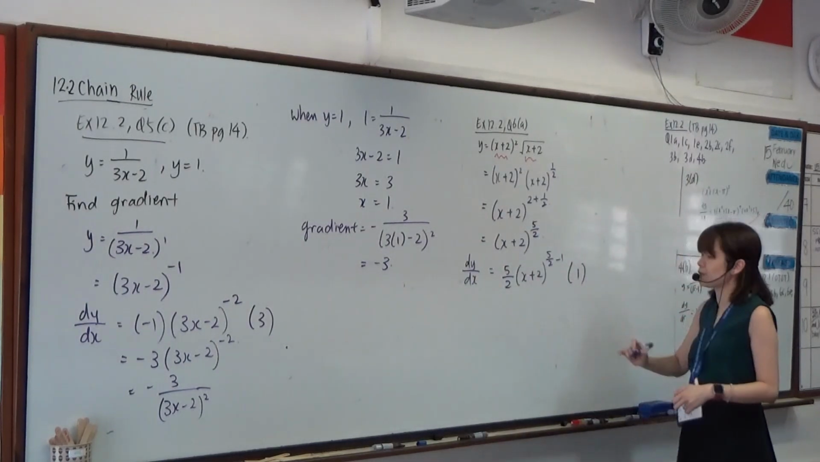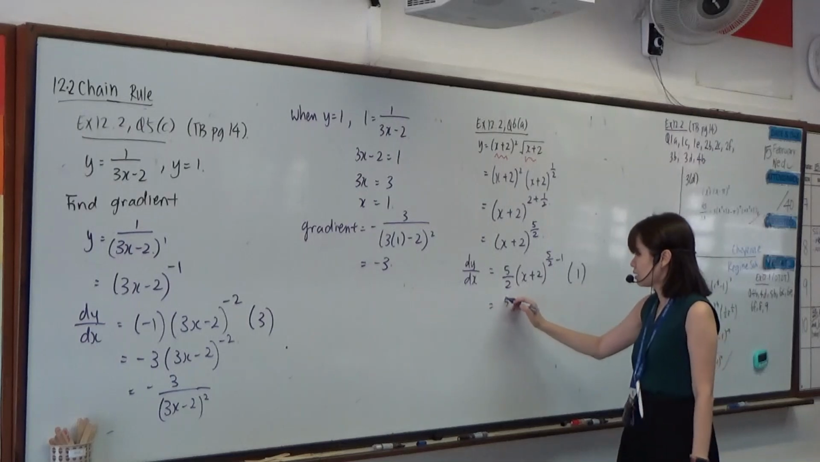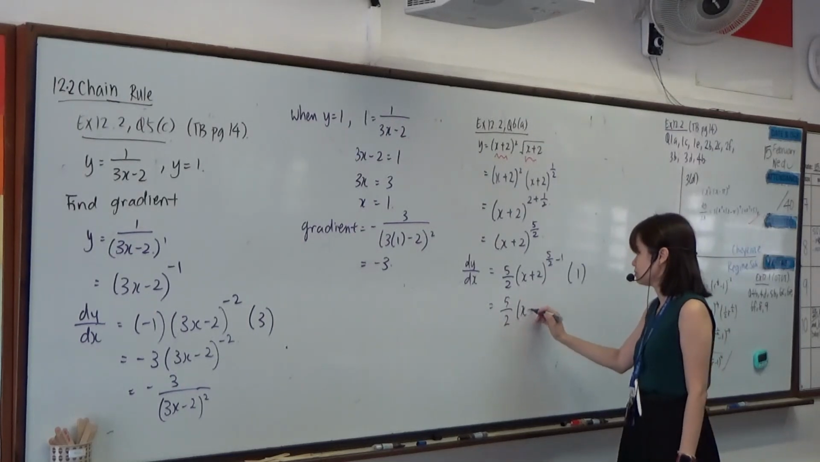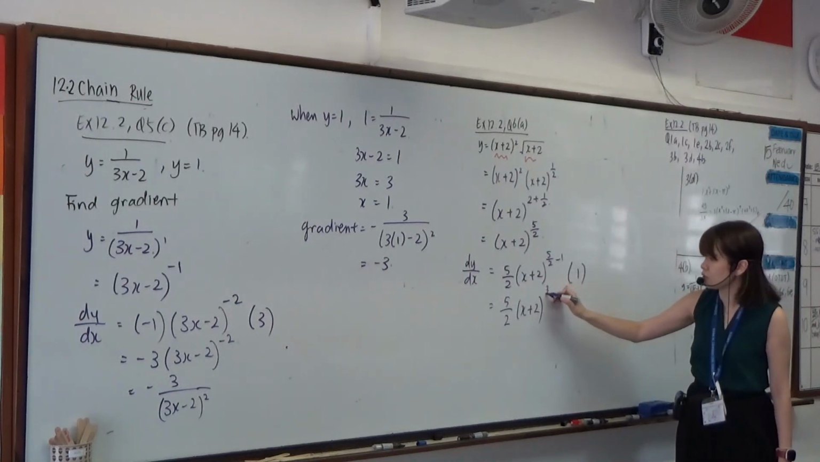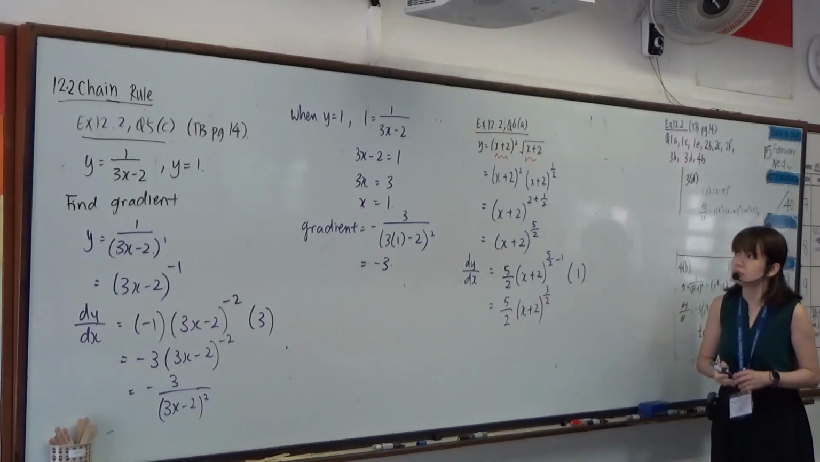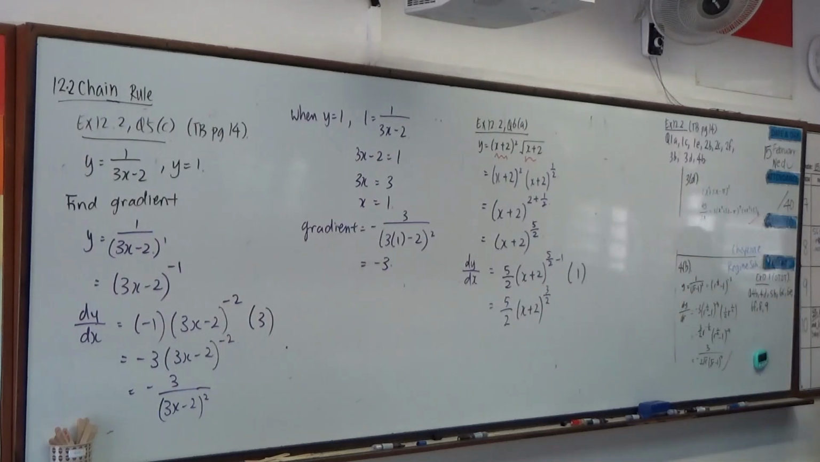x + 2, we get 1. So 5 over 2 minus 1 will give us 3 over 2. It is okay for us to leave our answer like that.